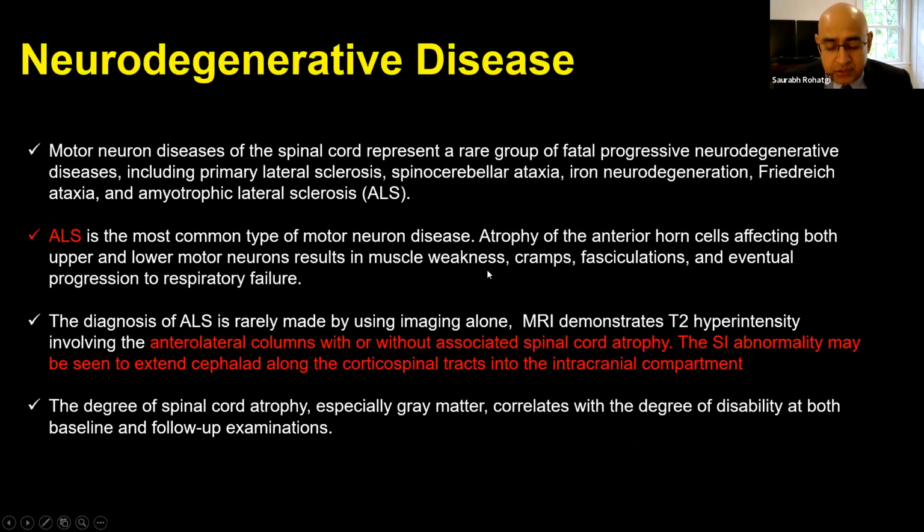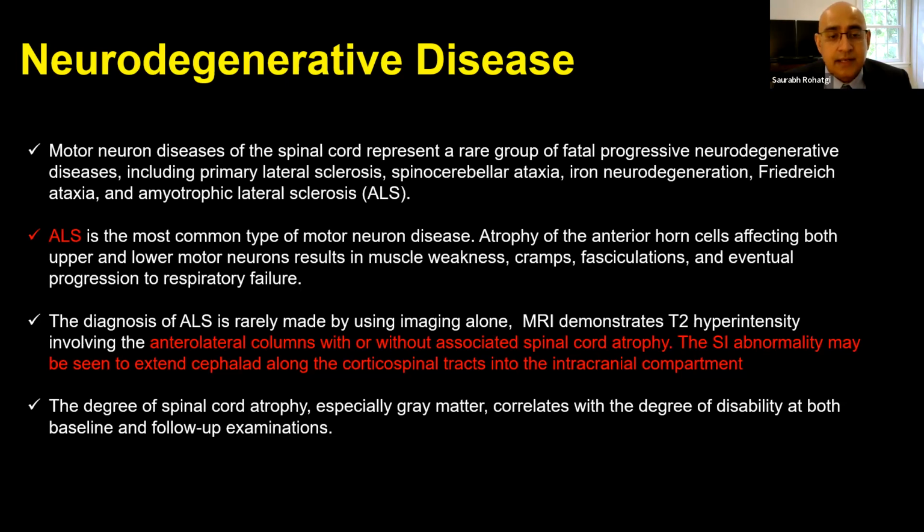Last, just for the sake of completeness, is neurodegenerative diseases. Motor neuron diseases of the spinal cord represent a rare and fatal group of disorders, which includes lateral sclerosis, spinocerebellar ataxias, and ALS. It's the most common type of motor neuron disease where there's atrophy of the anterior horn cells, resulting in muscle weakness, cramps, fasciculations, and eventually a progression to respiratory failure.